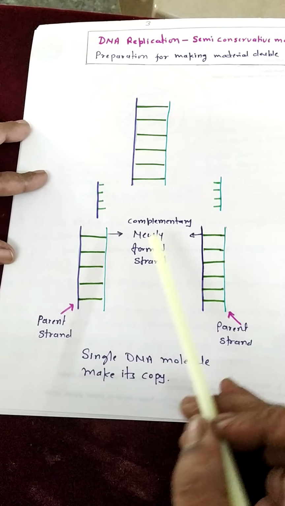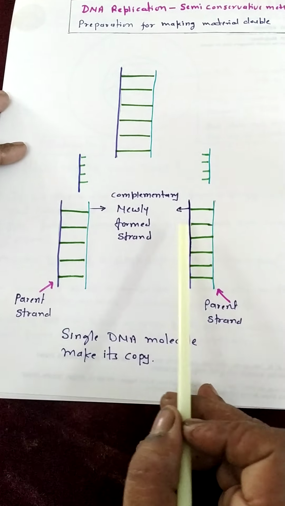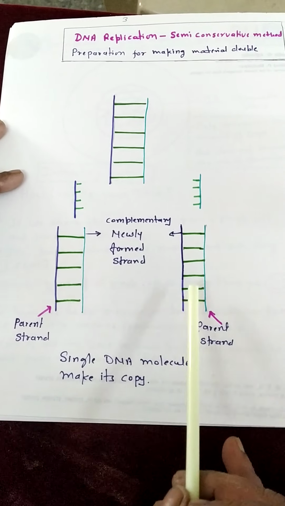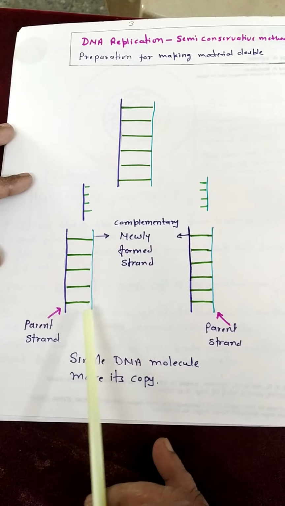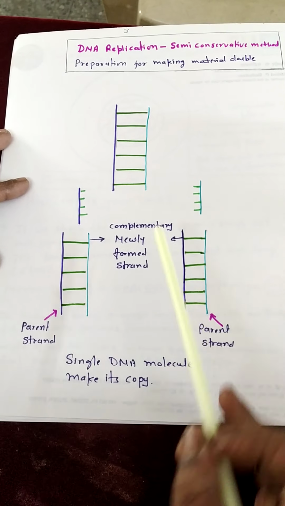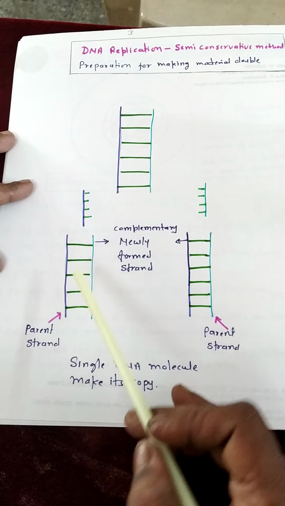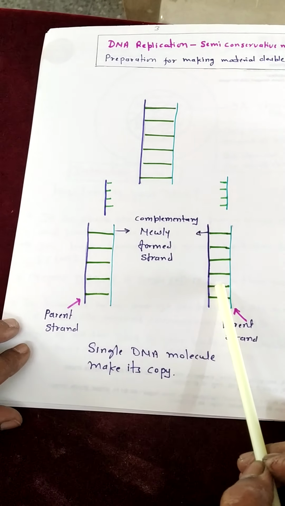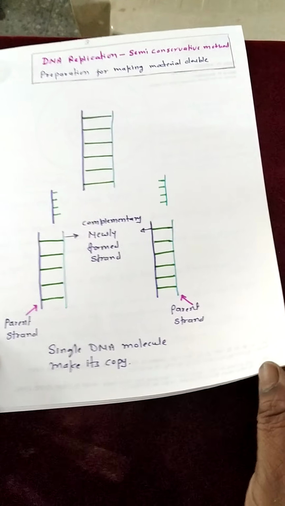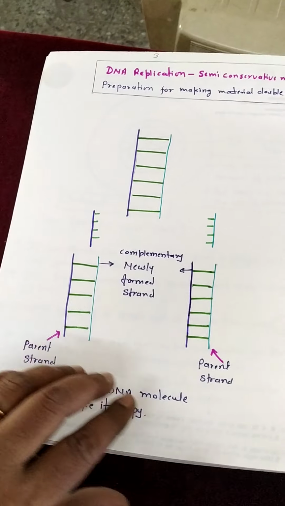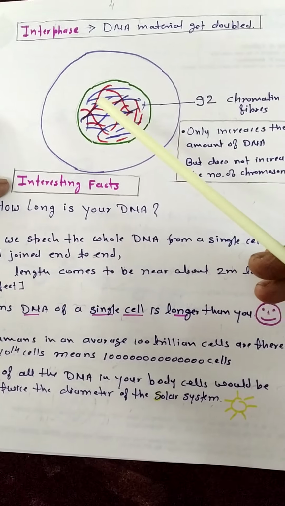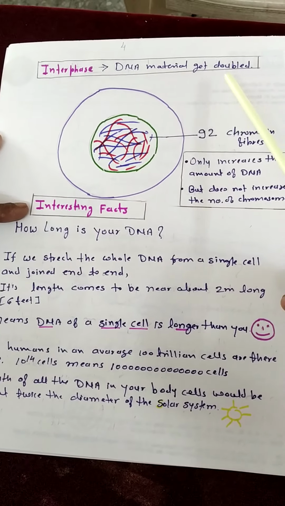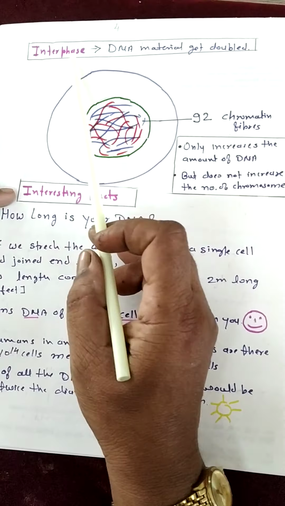When they get separated, two new complementary strands are formed. In this way, the newly formed strands get attached to the parent strands. And in this way, from a single DNA molecule, two DNA molecules are formed. During DNA replication, the DNA material in the cell gets doubled. This preparation phase of the cell, making the DNA material double, is called interphase.